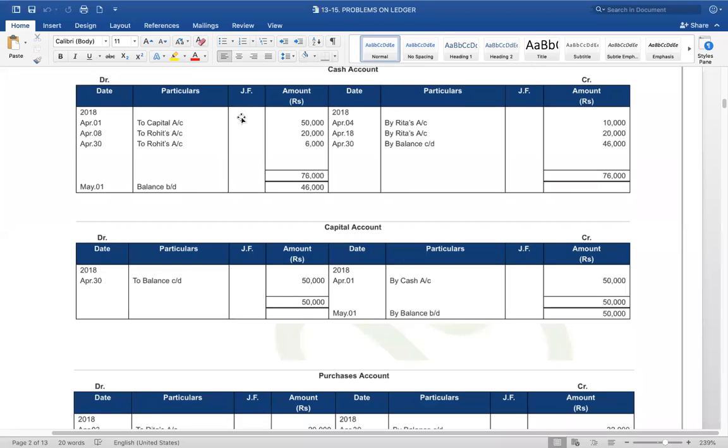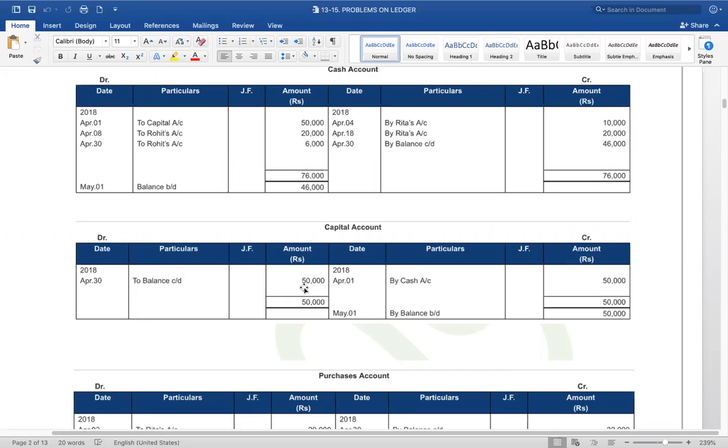In cash account, you're writing to capital. In capital account, you're writing by cash. You have to take the opposite. Now the amount is 50,000. Is there any amount on the debit side? Nothing. It's 0. The total of the credit side is 50,000. The total of the debit side is 0. So therefore, to make the totals equal, you will write 50,000 here and 50,000 here.